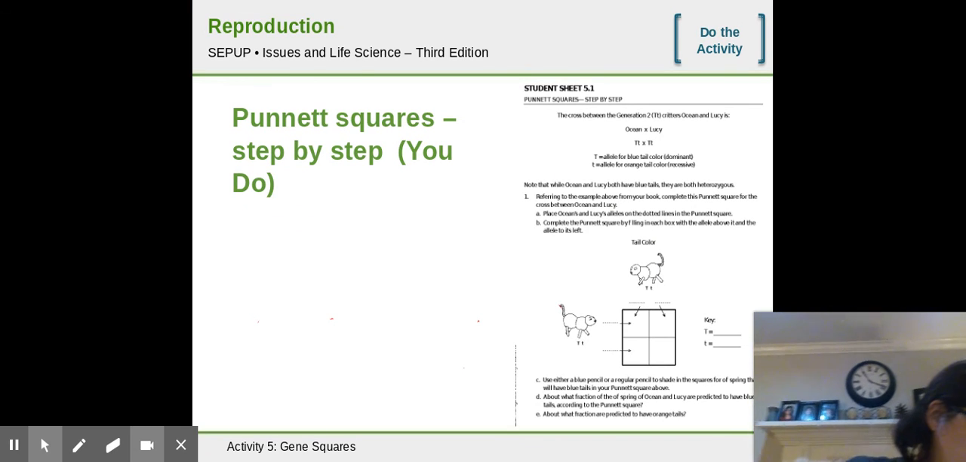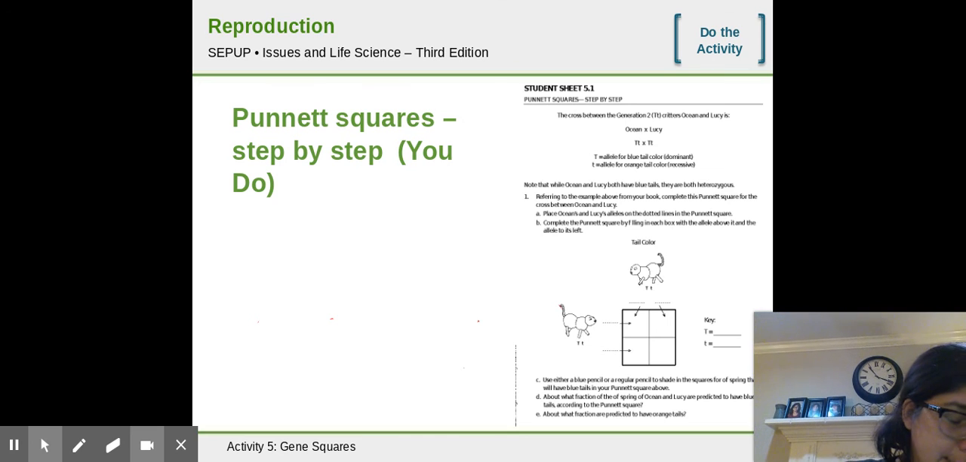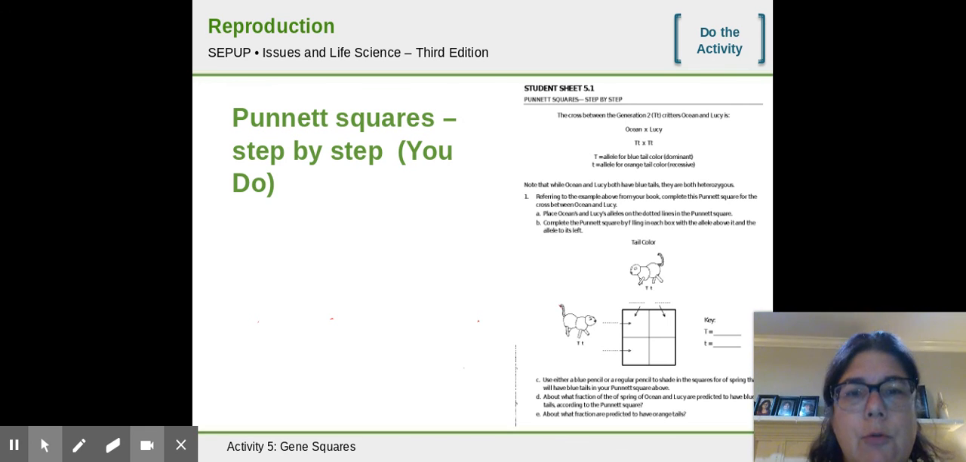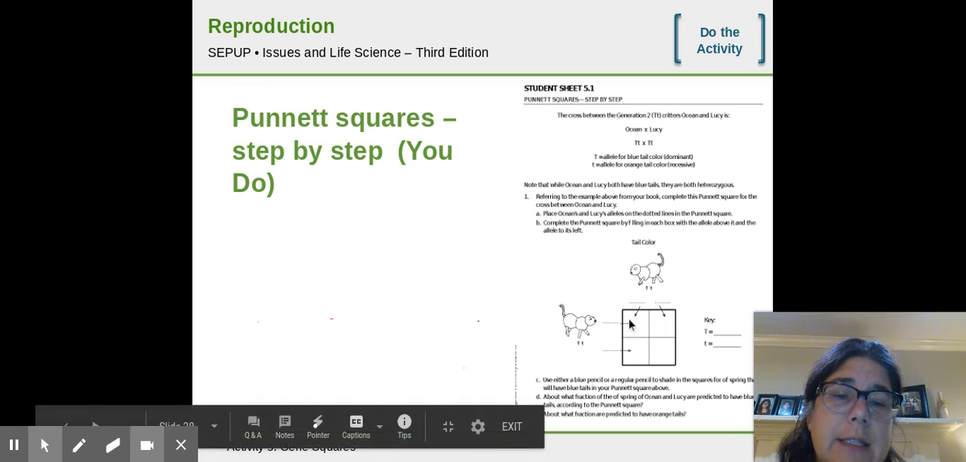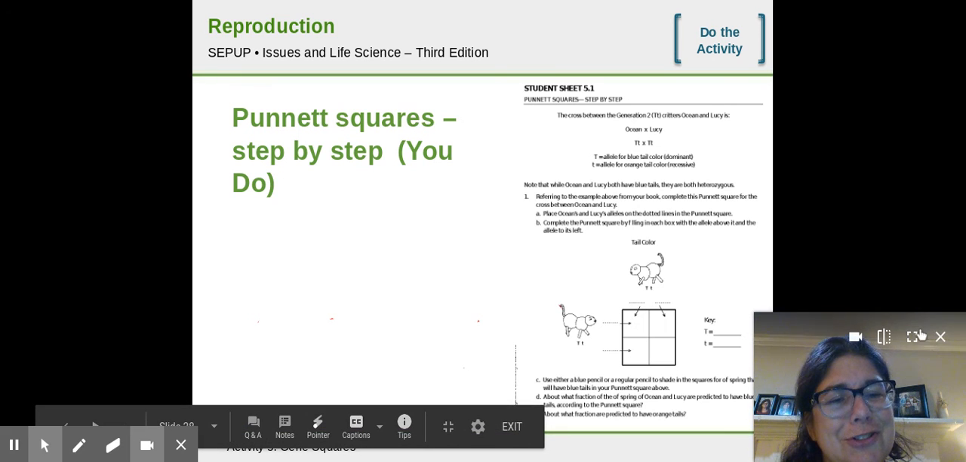Now it's going to be your turn. Okay, so at this point, we're going to stop the video. There's going to be a separate one walking you through how to do the student sheet, and you are going to do a Punnett square, and you are going to be writing in the letters, creating the Punnett square, and then analyzing it to determine the probability of traits being passed on. Good luck.